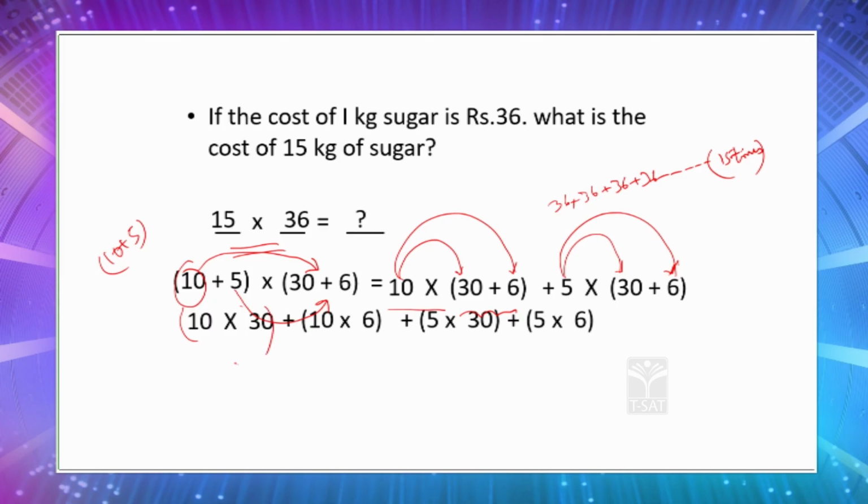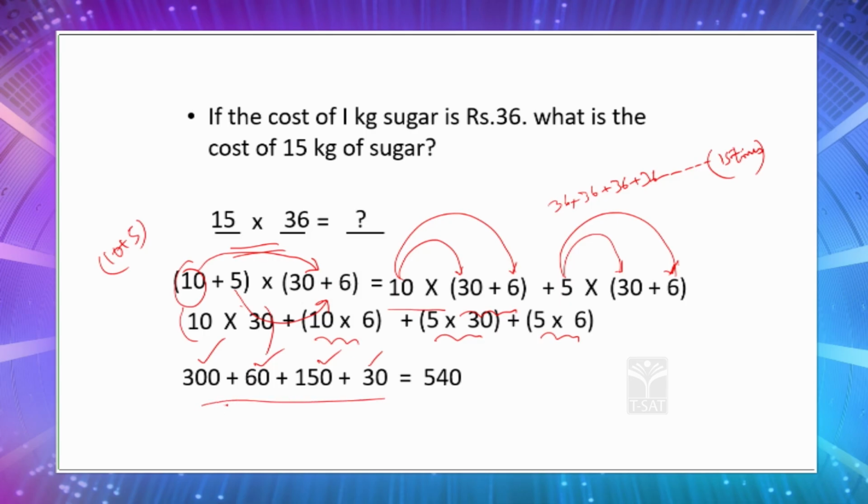Now, what is the result of 10 into 30? 300. And 10 into 6? 60. And the product of 5 into 30? 150. And 5 into 6? 30. So the sum of 300 plus 60 plus 150 plus 30 is equal to 540. Students, this is the actual mathematics behind 15 into 36. While calculating the product of 15 into 36, we are adding 36 fifteen times, but it looks like a somewhat bigger process, no?